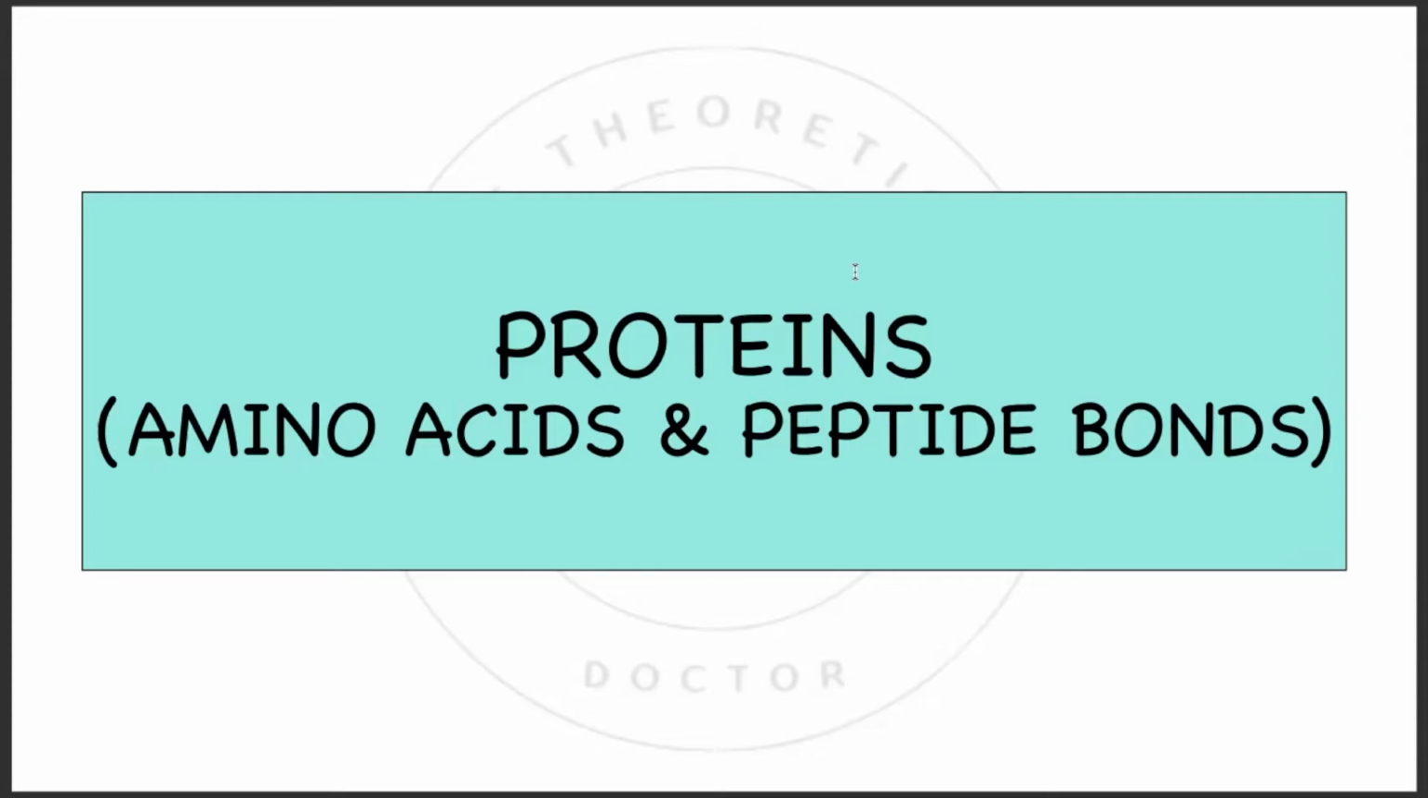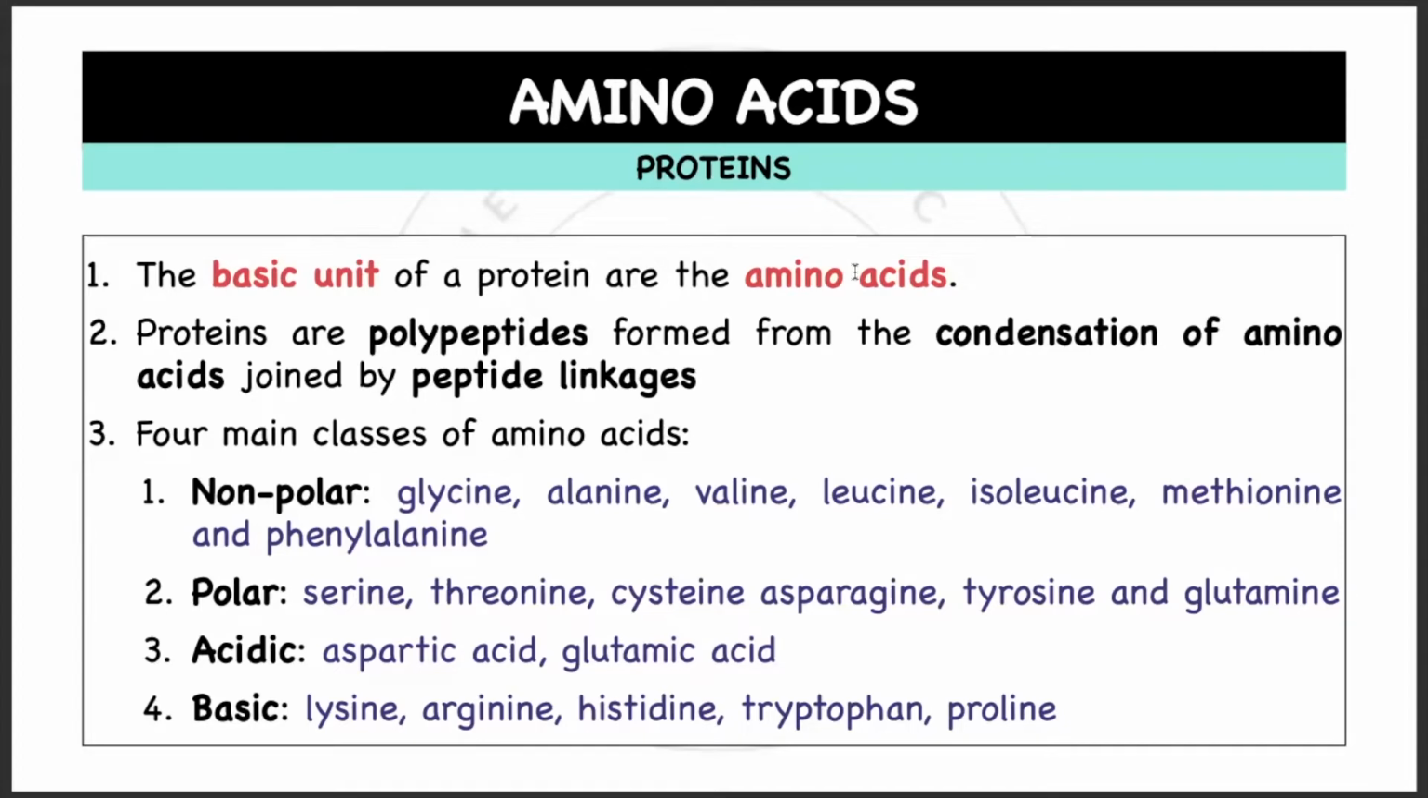Today we are starting a new subtopic on proteins and we will dive into amino acids and peptide bonds. Amino acids are the basic unit of a protein. And proteins are polypeptides formed from the condensation of amino acids joined by peptide linkages. So before they become proteins, they are tiny subunits. They're called the amino acids, and when they combine together through the process of condensation, they form polypeptides. Well, first dipeptides, then polypeptides, and the chain that connects them, it's the peptide linkages.